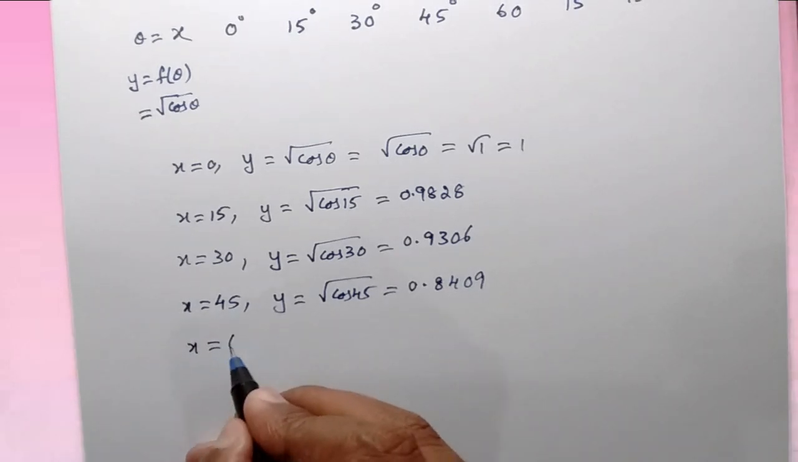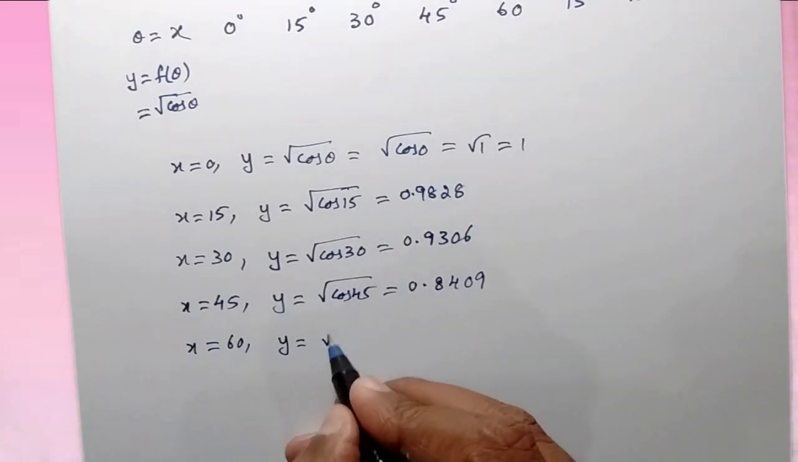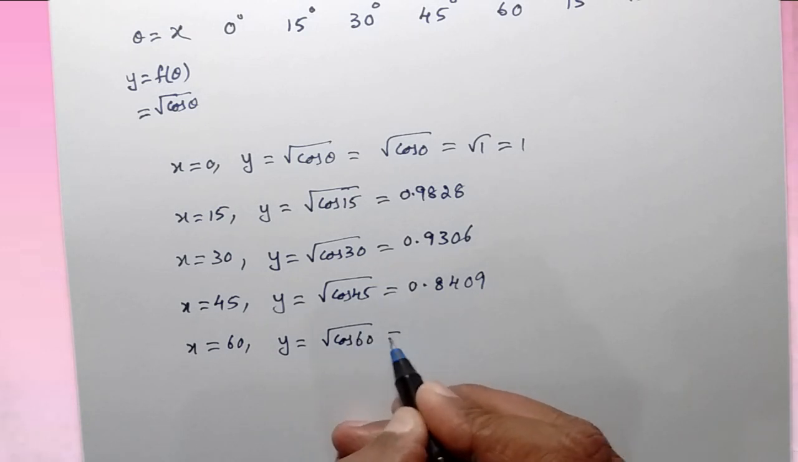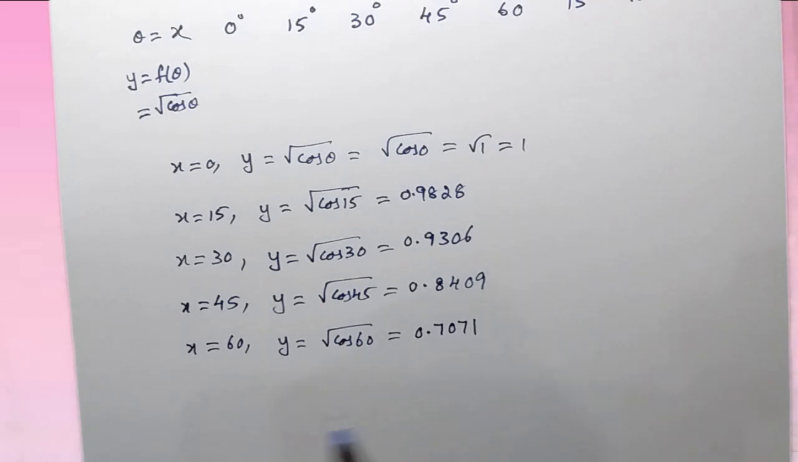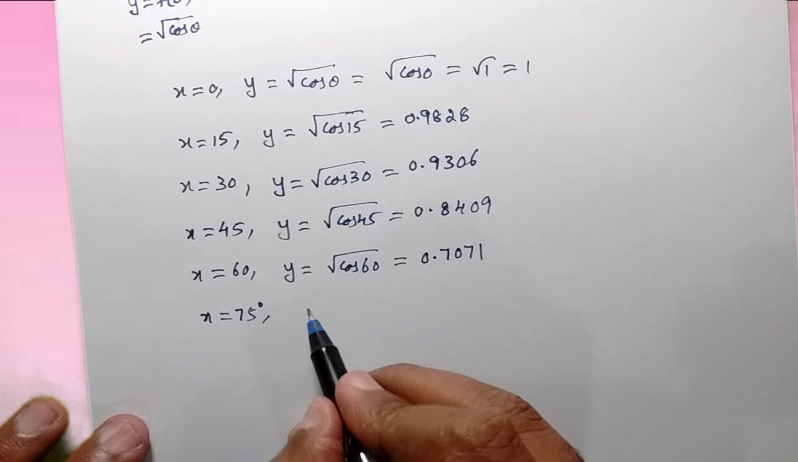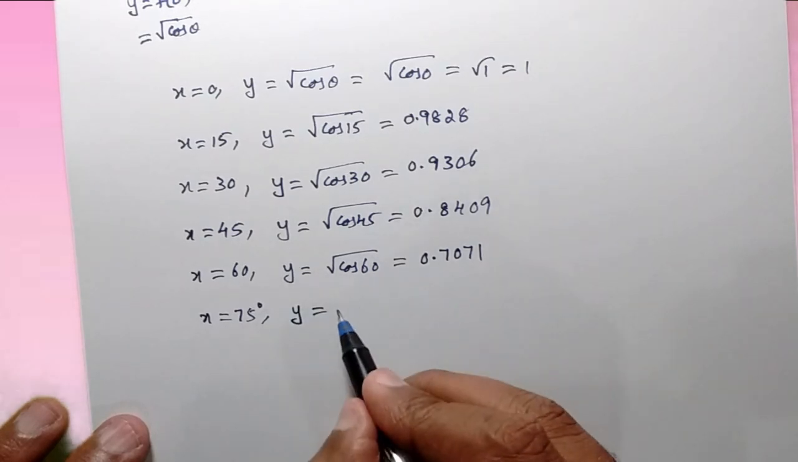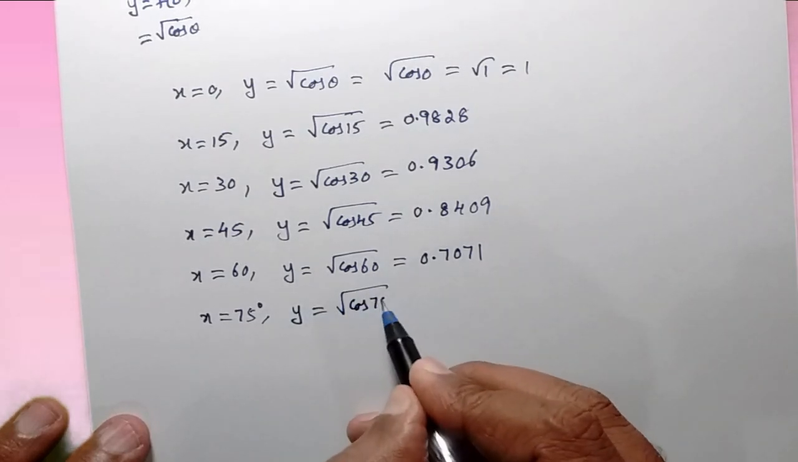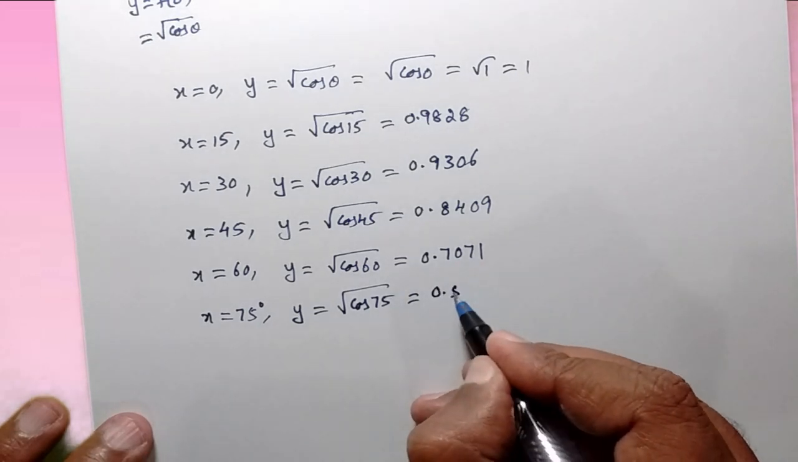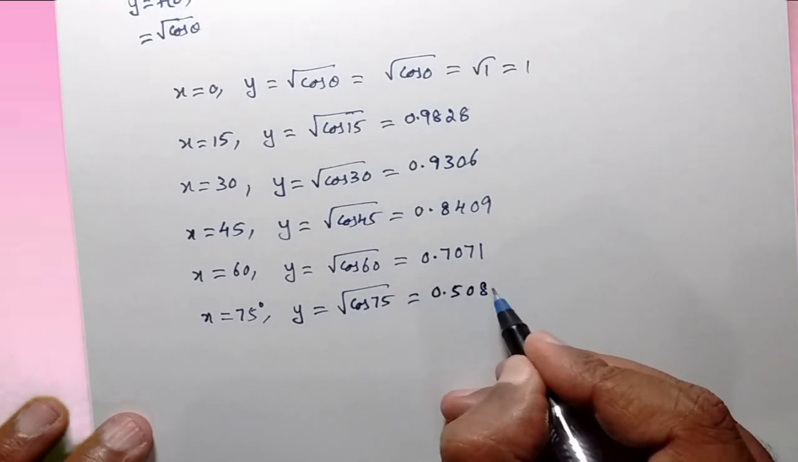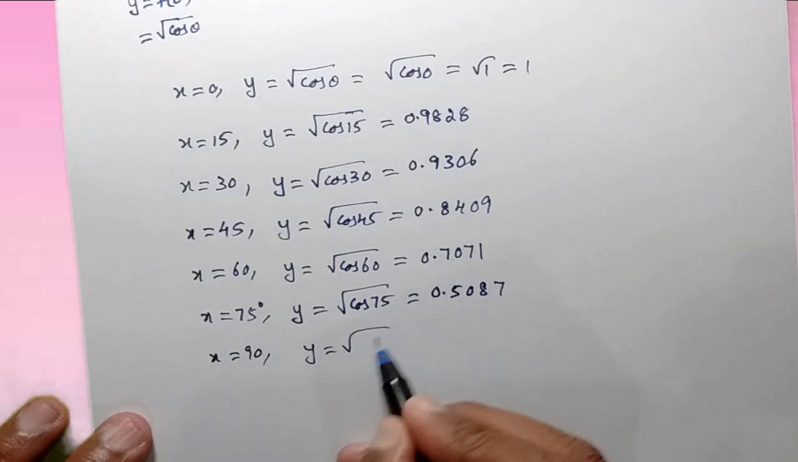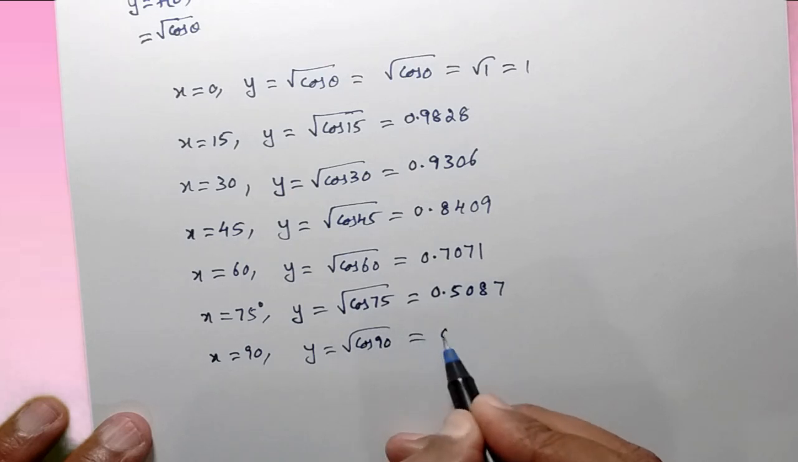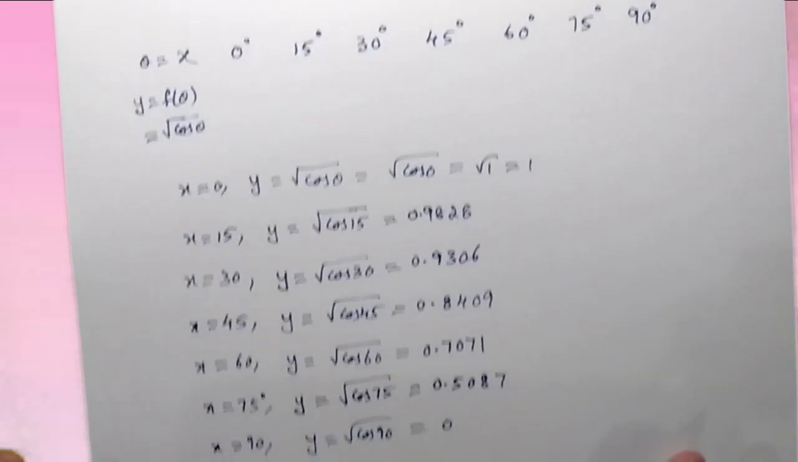When x is equal to 60 degrees, y will be square root of cos 60. In terms of decimal, you will be getting 0.7071. When x is 75 degrees, y will be square root of cos 75. We are getting 0.5087. When x is 90, y will be square root of cos 90, but cos 90 is 0, so we will be getting the value as 0.